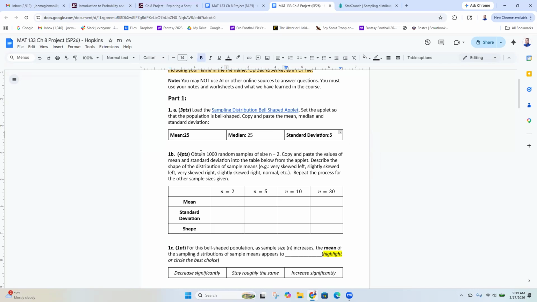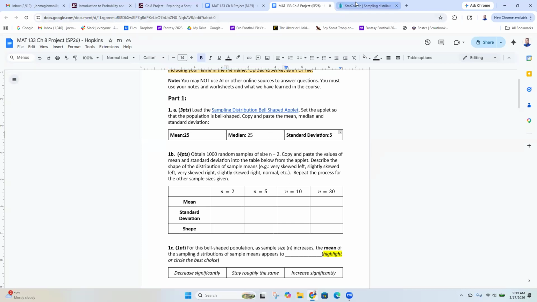All right. Obtain 1,000 random samples of size 2. Copy and paste the values of the mean and standard deviation into the table below. Describe the shape of the distribution of sample means. Is it very skewed left, very skewed right, slightly skewed left, slightly skewed right, or normal? Repeat the process for the other sample sizes given.